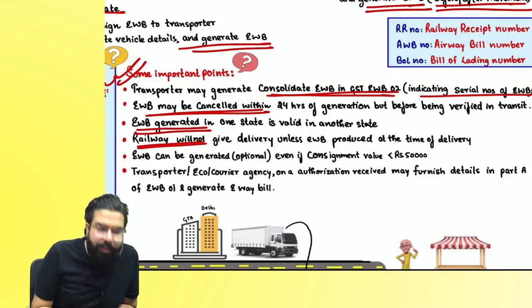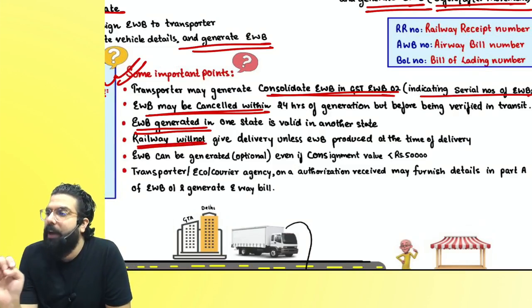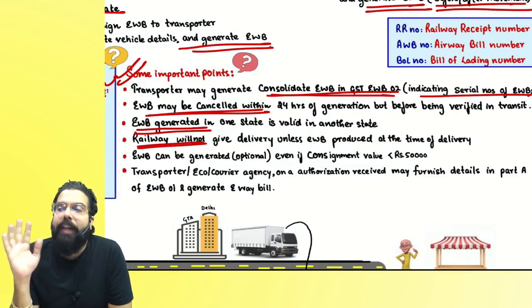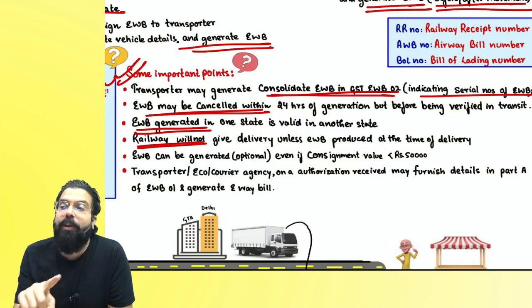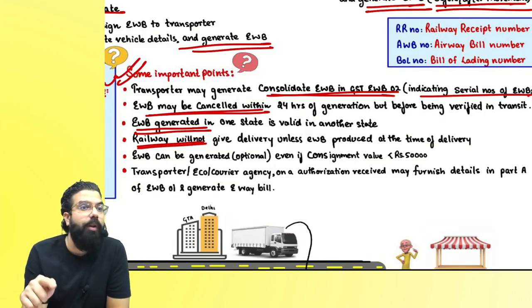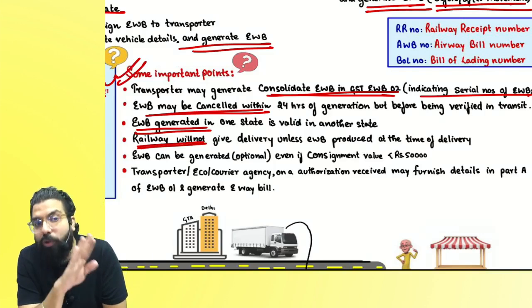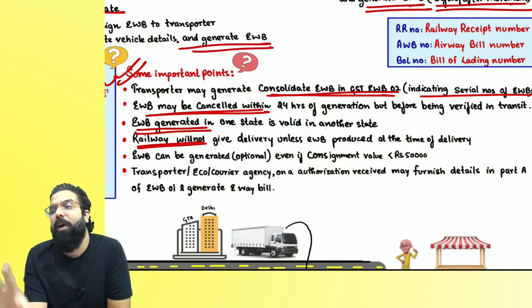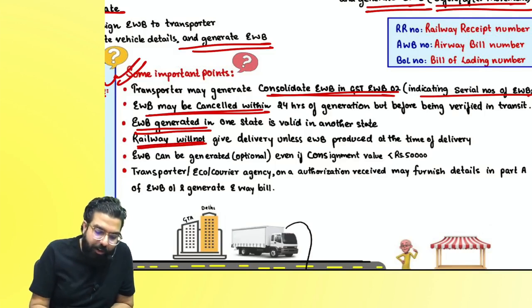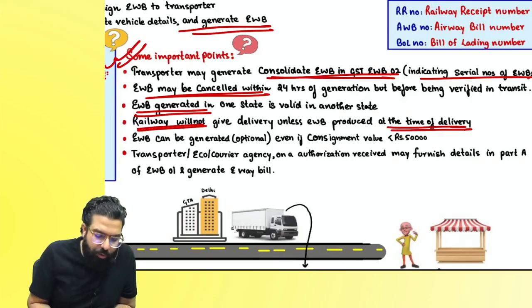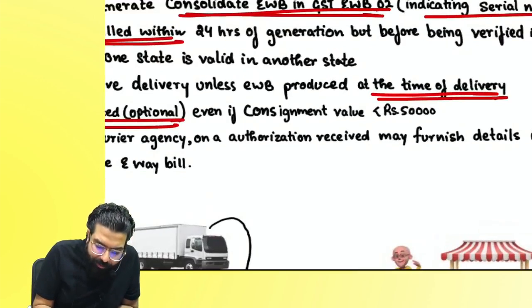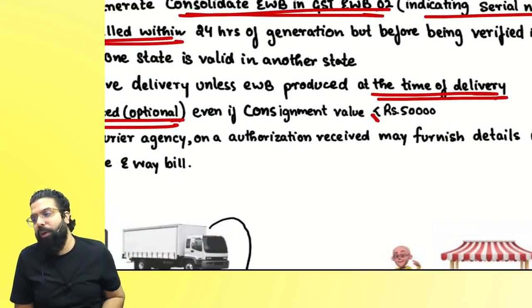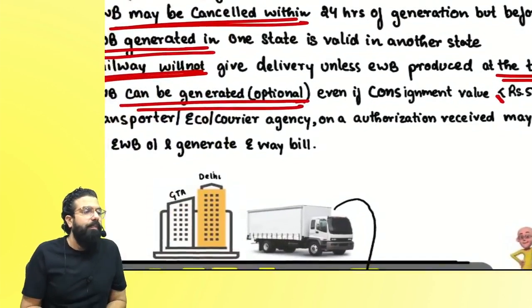Also, always remember, in the case of railway, one special point is that the e-way bill is not required to be generated before, but railway will not give you the delivery unless you show the e-way bill at the time of collecting. Basically, when you are taking the delivery, you have to show the e-way bill. E-way bill generation is optional even if the consignment value is less than or equal to rupees 50,000.